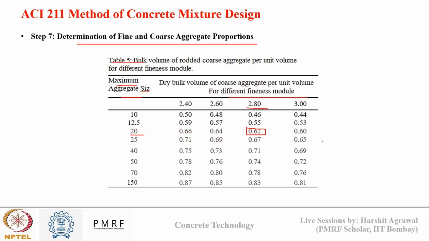Once we determine coarse and fine aggregate, then at last we'll do the correction for moisture content and addition of additional water that the aggregates will absorb. For that, the equations are the same as we saw in the last session during the discussion of the IS code. So these are all the steps for mixture design as per the ACI method.